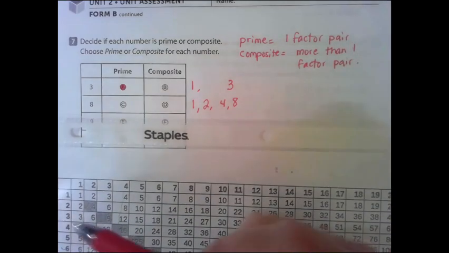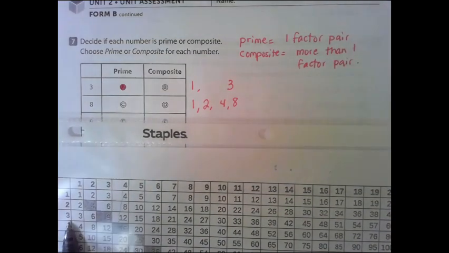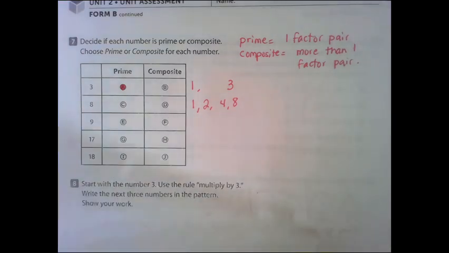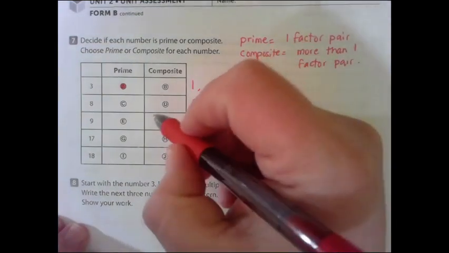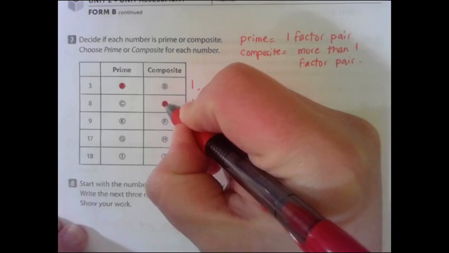And then we could go through and do them all. 3, and there's no 8's there. And 4, we hit our turnaround fact. So that means we found all our factor pairs. So 8 is a composite number.